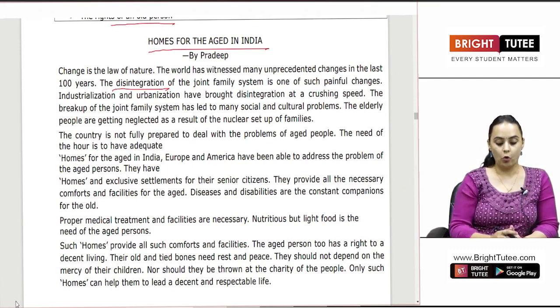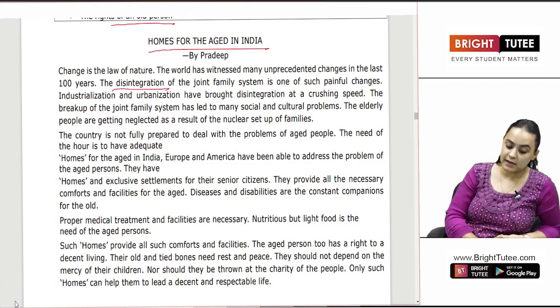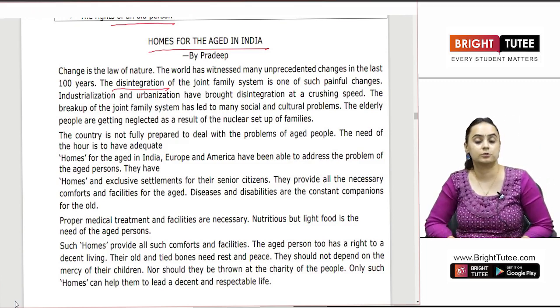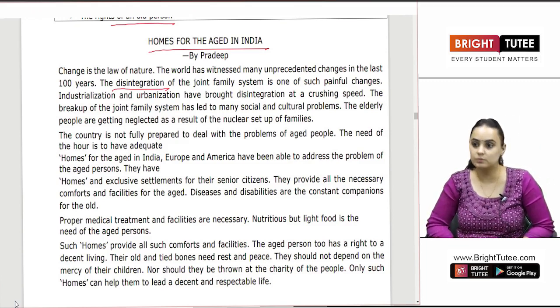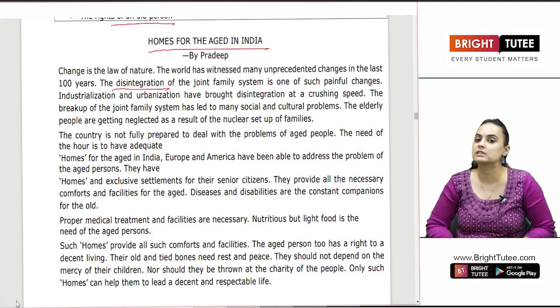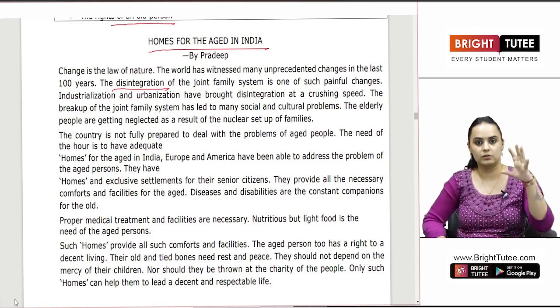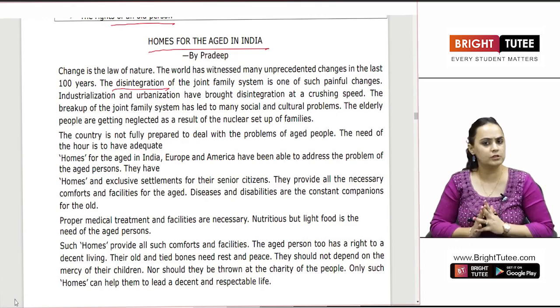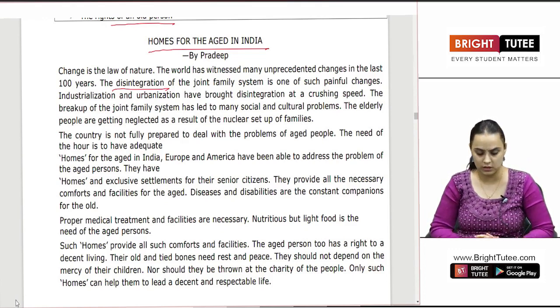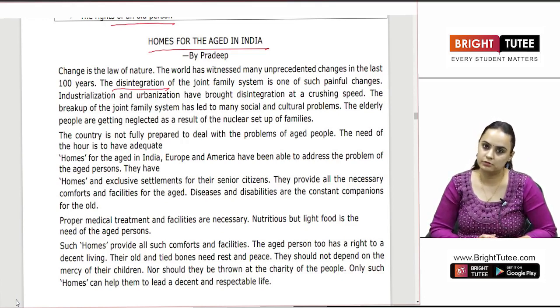They have homes and exclusive settlements for their senior citizens. So they've actually made homes and places where the senior citizens can live. They provide all the necessary comforts and facilities for the aged. So in those homes, all the comforts, all the facilities are given to the aged people. Diseases and disabilities are the constant companions for the old.